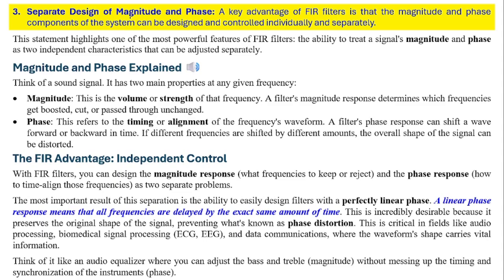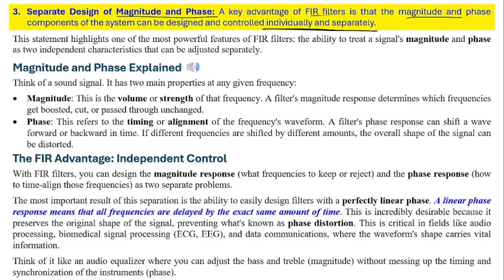Now, third is separate design of magnitude and phase. A key advantage of FIR filters is that the magnitude and the phase components of the system can be designed and controlled individually and separately. That we will be seeing while we will be designing the FIR filters.